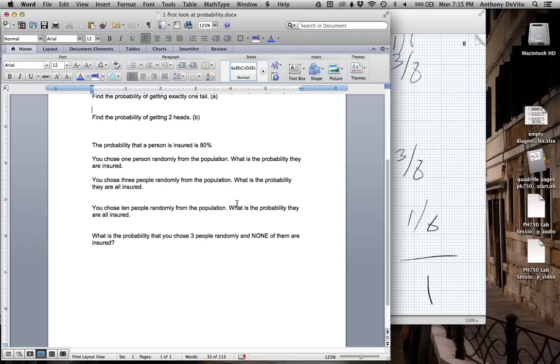I pick a random person out from the population. The probability they're insured is 80%. If I pick another random person from a truly random sample from this population, what's the probability that they're insured? Also 80%, because it's an independent event. Can anybody suggest an instance where that would not be an independent event?